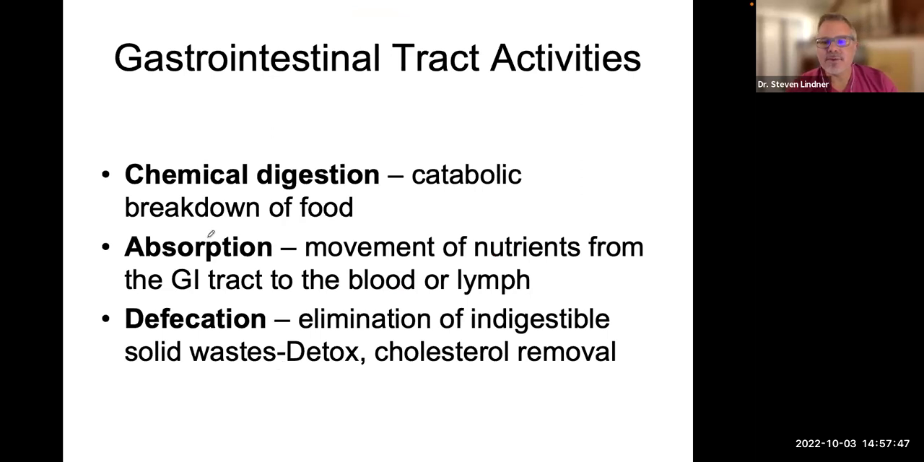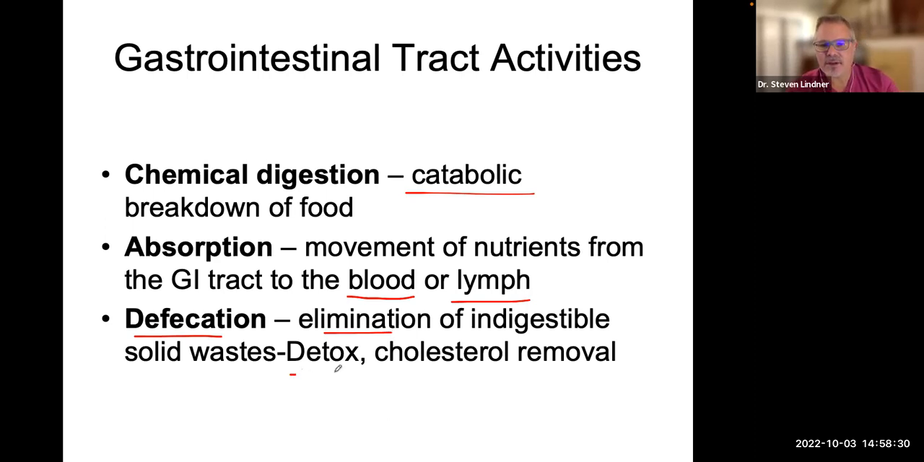So within the gastrointestinal tract, there's chemical digestion, which is the catabolic breakdown. Catabolism is breaking down, anabolism is building up. So chemical digestion is catabolic. We then absorb. Absorption is the movement of nutrients from the gastrointestinal tract into the blood or lymph. In the blood is where the water-soluble nutrients go, and in the lymph vessels is where the fat-soluble substances move. And then there's defecation, which is elimination of the undigestible solid wastes.